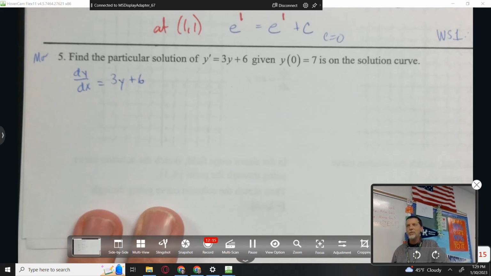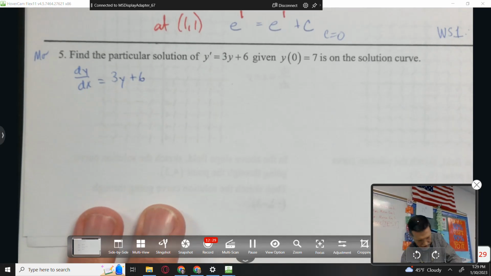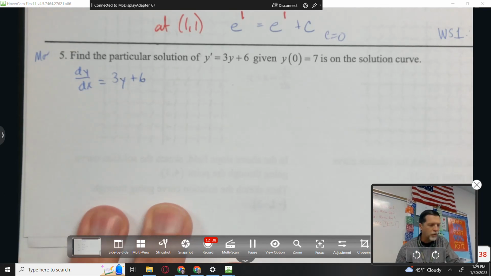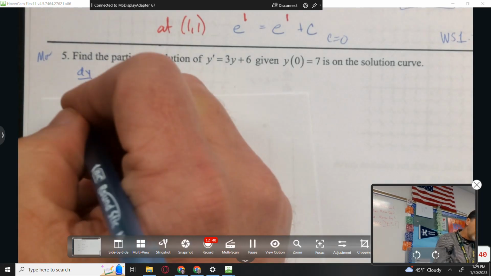Okay, this one's a little bit tricky on the separate front. Separate, then integrate. So you want to get the y stuff to the other side, but subtracting it isn't really an option. Because if you subtract it, I mean, algebraically it's an option, it just doesn't do anything for us. Don't write this down.